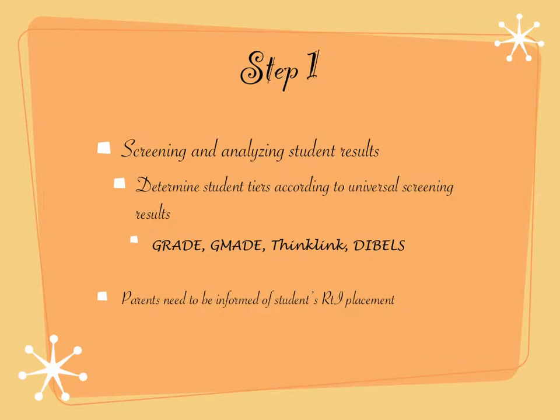Once you determine what tier a student is in, then you will want to send home the parent letters and let them know what tier their student is in and what services they're going to be receiving. I would encourage you to invite them to the meetings. They may come, they may not, but at least you tried. And part of RTI is informing the parents and asking them to be a part of this process.